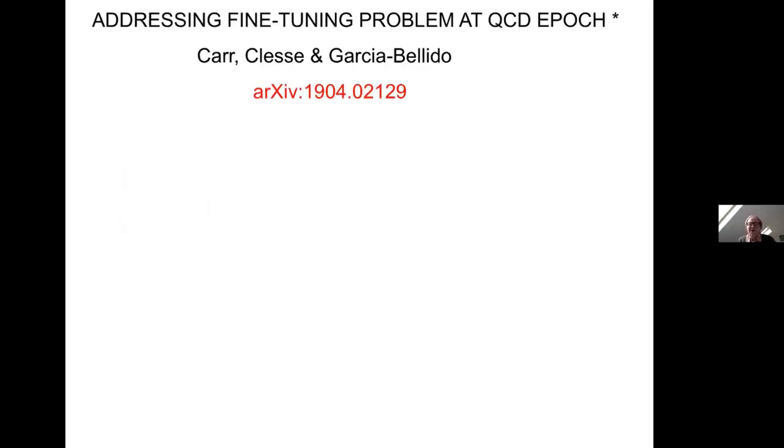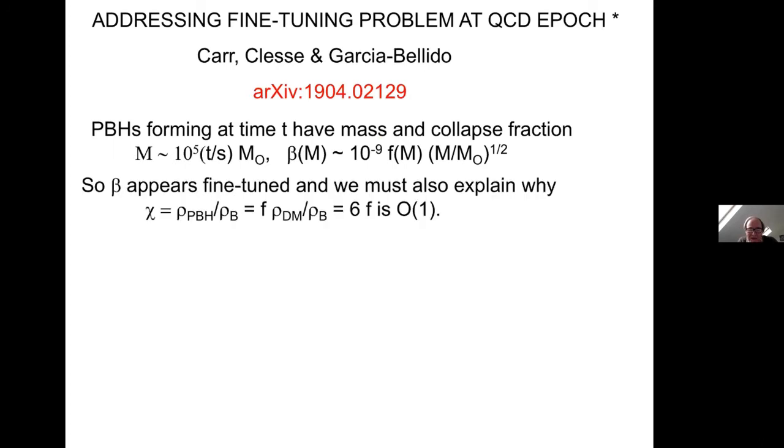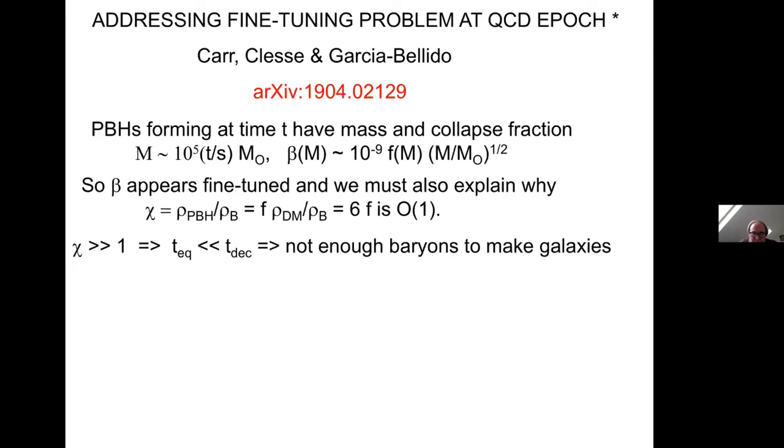Now, there's the fine-tuning problem. I've told you about the mass and the collapse fraction, but the fine-tuning is this. First of all, why is beta so small? But the other question is, why is the ratio of the PBH density to the baryon density almost 1? I mean, it's actually 6. And that's a really strange thing. Why should the baryons and the PBHs have such a comparable density?